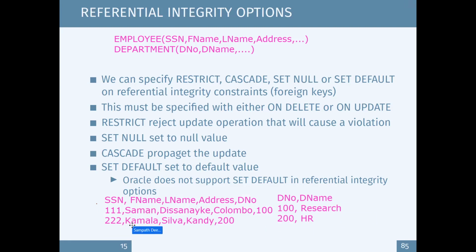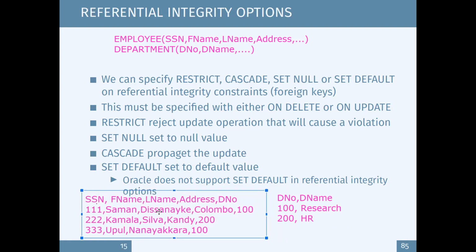So that means Kamala Silva works for the HR department. Someone works for the research department. Okay, so let's add another person, 333, Upul Nanayakkara. Again, let me put 100. So Upul works for department number 100. You got my point?